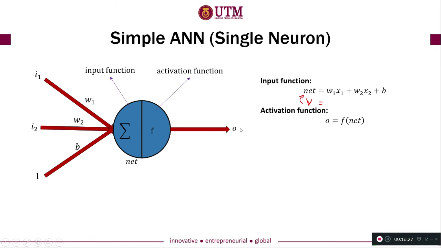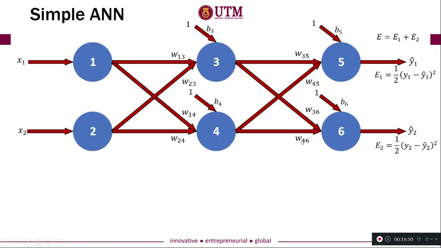And then to find the output of this neuron, I use the letter O there. O means the output of this neuron. So the output for this neuron is equal to your activation function F, where the input is the net. So back to this picture again.